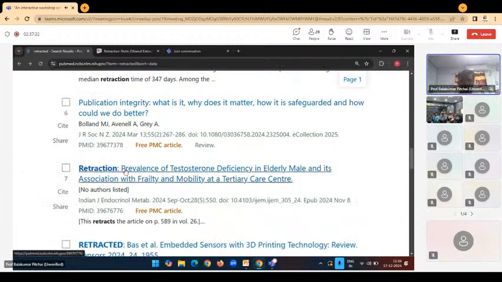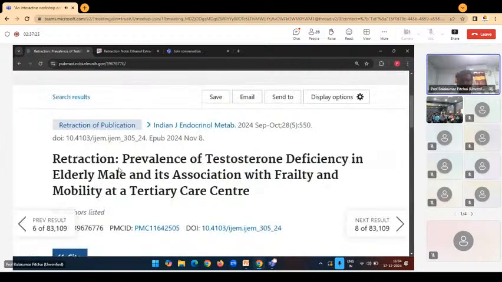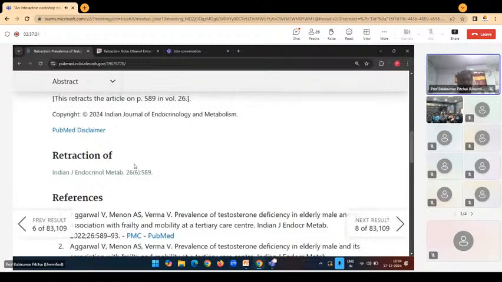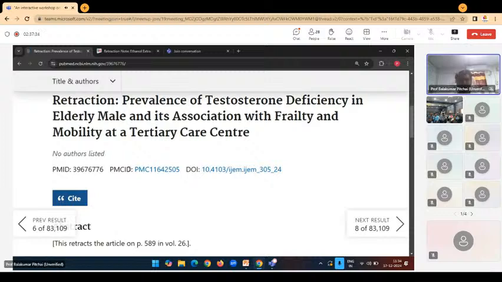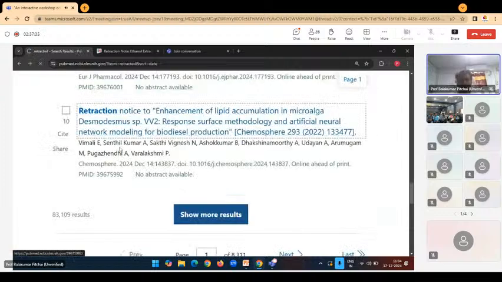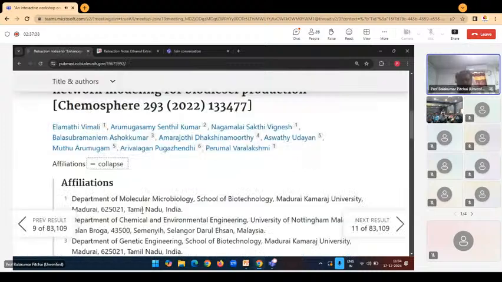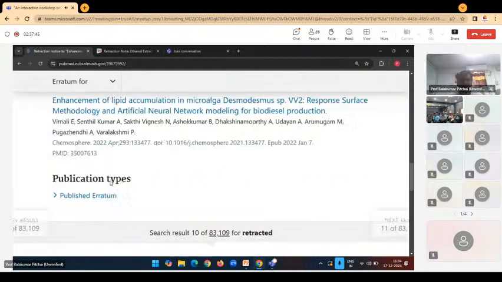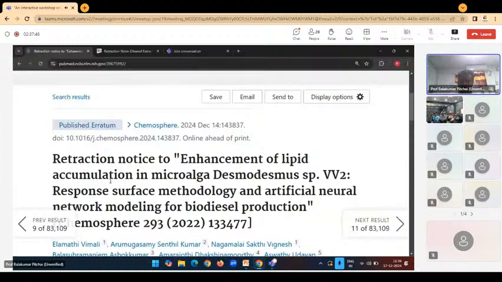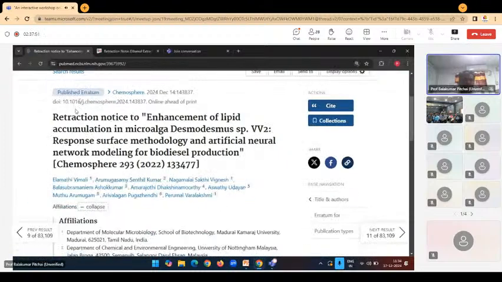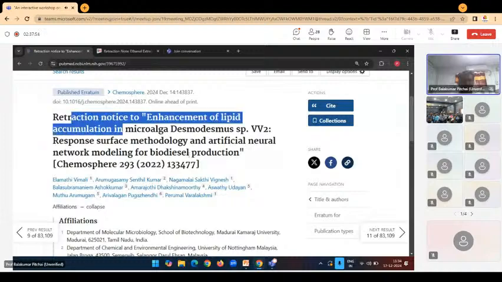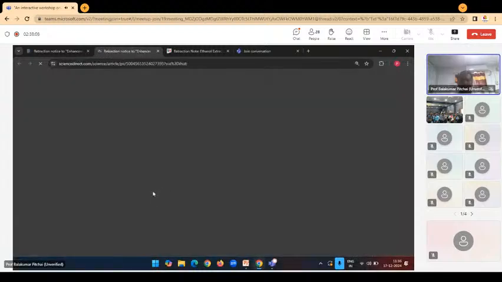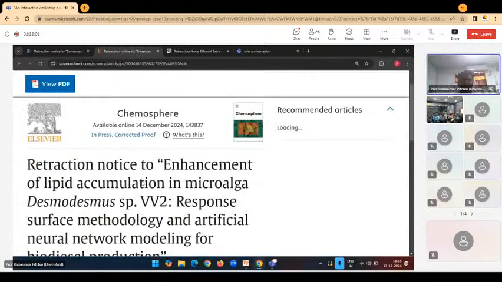Now see here, "prevalence of testosterone", something they retracted. So this is a paper they retracted. Everywhere you can find it: in the title itself there is a note, a retraction notice. It is again from an author from Madurai Kamaraj. So this article is retracted. Here they clearly mention that there is a retraction notice for the article, and if you go through the article, you can find the reason for the retraction.